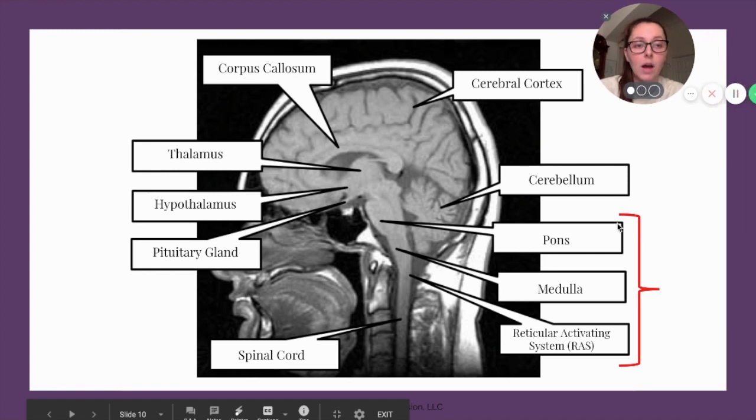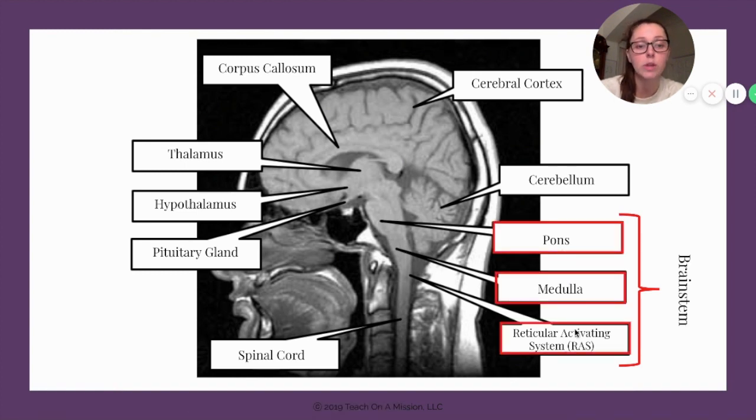So the pons, the medulla, the reticular formation, and a lot of times the cerebellum and the thalamus will be included in the brainstem, but those parts are the brainstem. For sure, pons, medulla, and reticular formation. A lot of times cerebellum and thalamus are going to be included in that as well. But this is the oldest part of the brain.